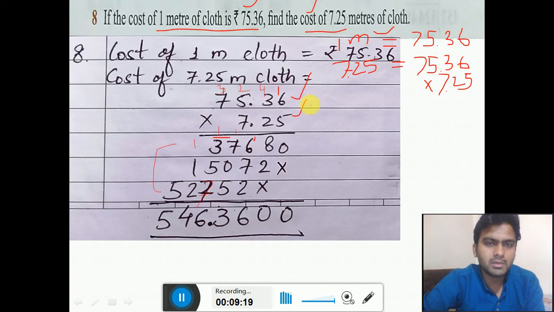Now the decimal point: in this number after 2 places, in this also after 2 places. So 2 and 2 is 4. So from the right we will put a decimal point 4 places. 1 2 3 4 places. So here I put the decimal point.